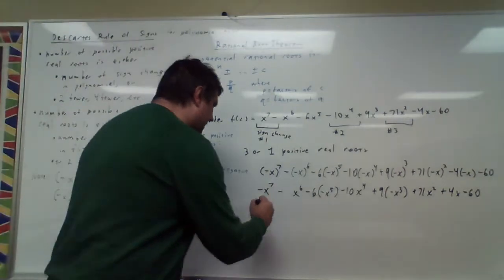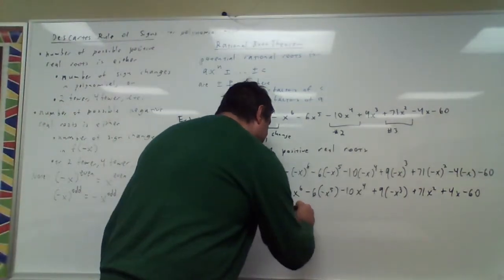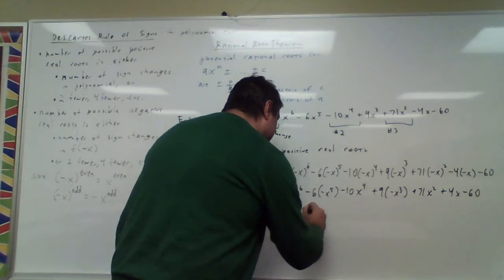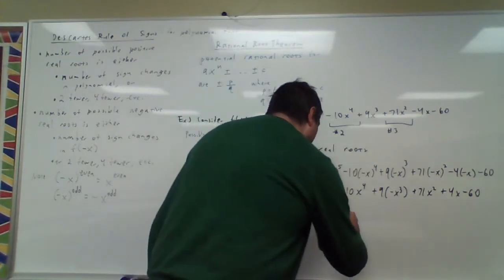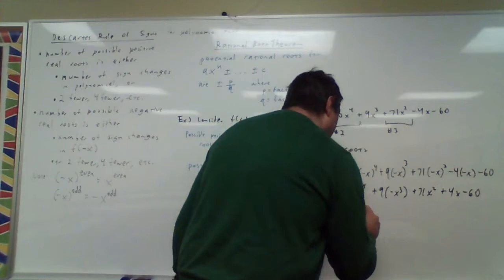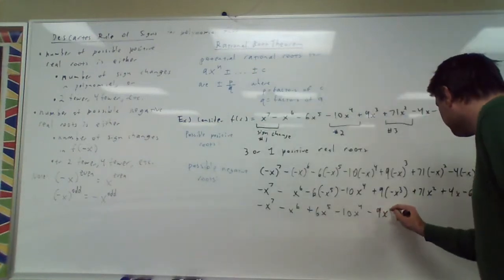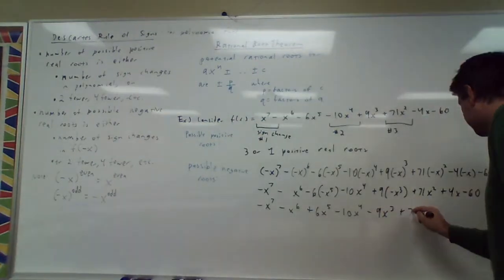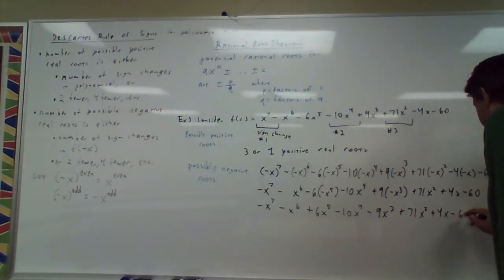All right, so this will be negative x to the 7th minus x to the 6th plus 6x to the 5th minus 10x to the 4th minus 9x cubed plus 71x squared plus 4x minus 60.